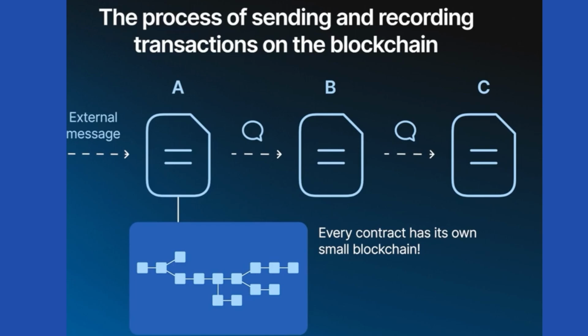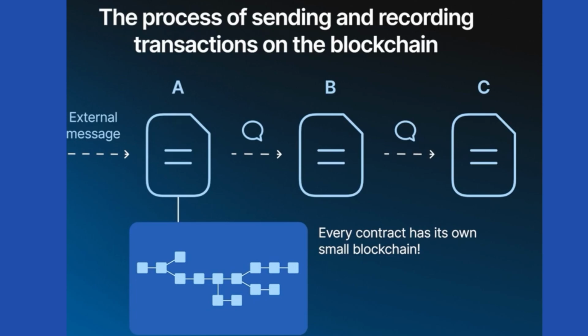So you can see that every contract has its own transactions, which means that every contract has its own little blockchain. And this is quite helpful because the network can then process and verify transactions completely independently from each other.